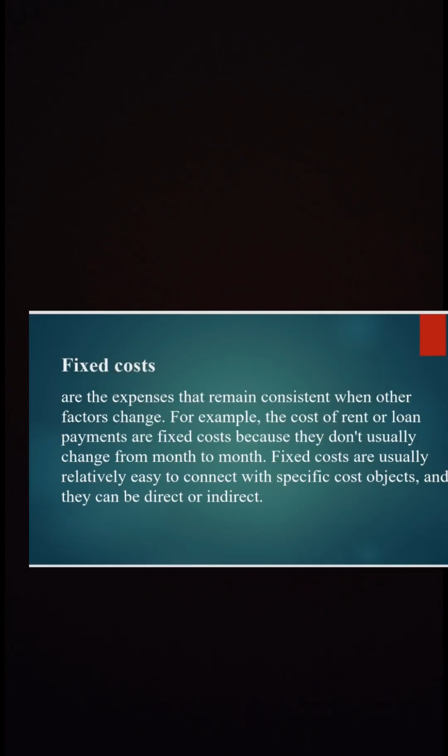So next is the fixed cost. Fixed costs are the expenses that remain consistent when other factors change. For example, rent or loan payments are fixed because they don't usually change from month to month. Fixed costs are usually relatively easy to connect with specific cost objects, and they can be direct or indirect. Another example of fixed costs are the salary of your employee, rent of the place, and other things.